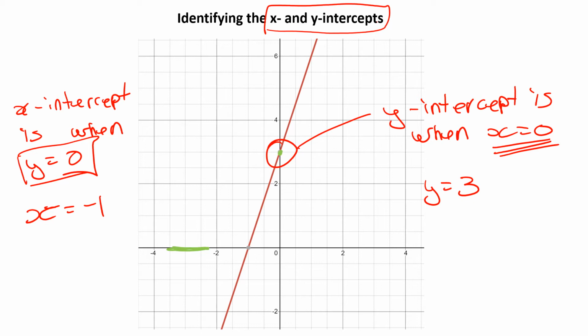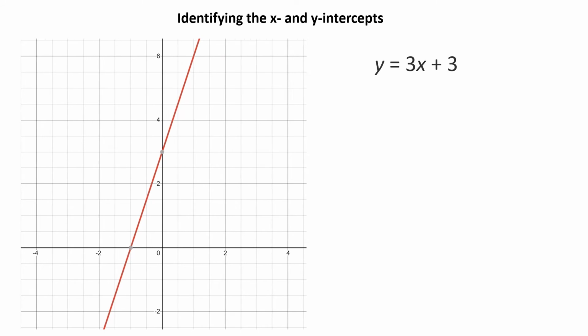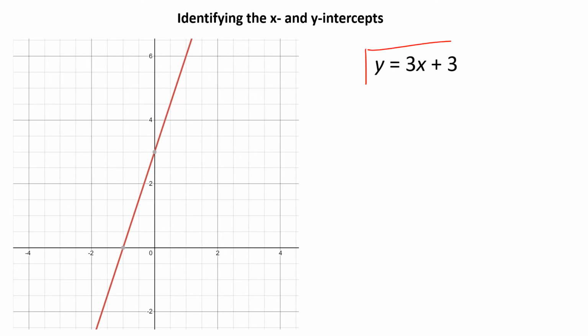Right, so that's just using the graph. Reading off the graph, I can look at the x-intercept and work it out if I can see where y equals 0, and the same for the y-intercept. So what happens if, for example, you're given the equation instead of the line? These two are actually the same thing. This graph corresponds to this equation.